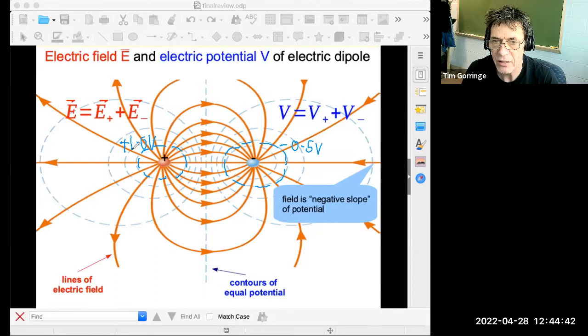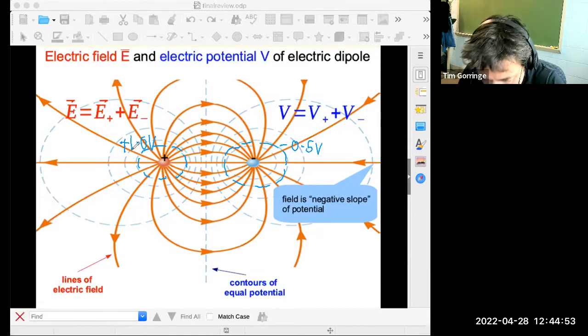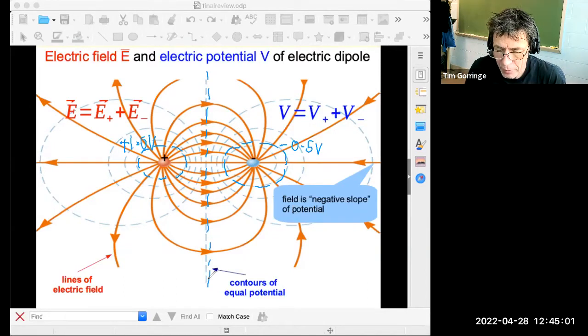Okay, question in the chat. Is the potential 0 at the center line or the field? Okay, that's a great question. So at this center line, the electrical potential is 0 everywhere along that center line. That's because the electrical potentials of the positive charge and the negative charge are equal in size, opposite in sign. And so they cancel out and produce an electrical potential of 0 everywhere along the midplane.